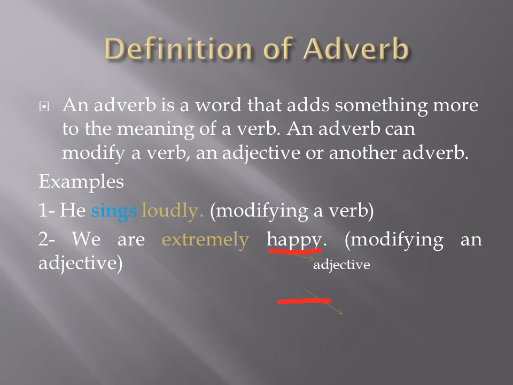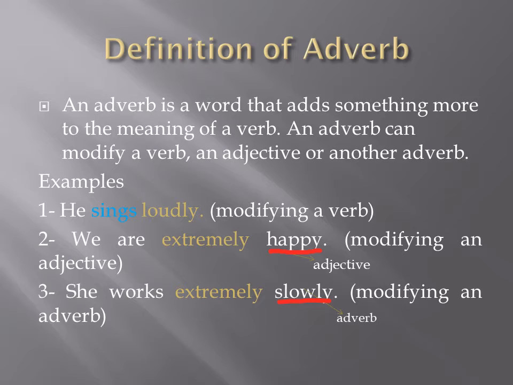Number 2. We are extremely happy. In this sentence, extremely is an adverb and happy is an adjective. If the sentence is like this, we are happy, it means that they are happy, and happy is working over here as an adjective. But if we put extremely with it, it is telling us how much they are happy.